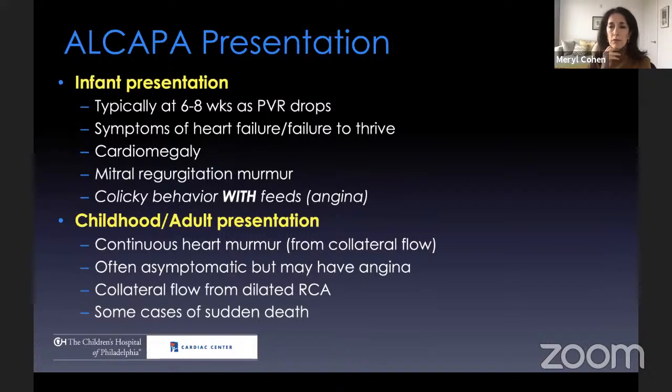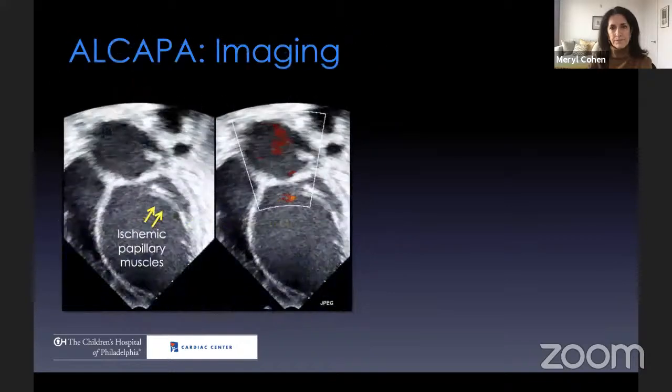Some people make it through the neonatal period without a recognition of ALCAPA, and often they'll be picked up because they have a continuous heart murmur because they've developed good collateralization of flow from their left to the right coronary artery. Sometimes they'll be asymptomatic, but they may get angina with exertion. And there have been some case reports of sudden death in this population.